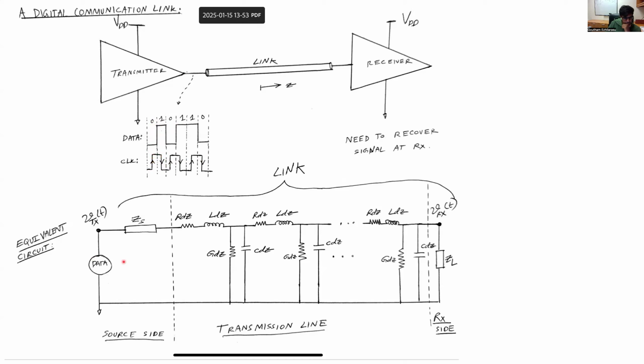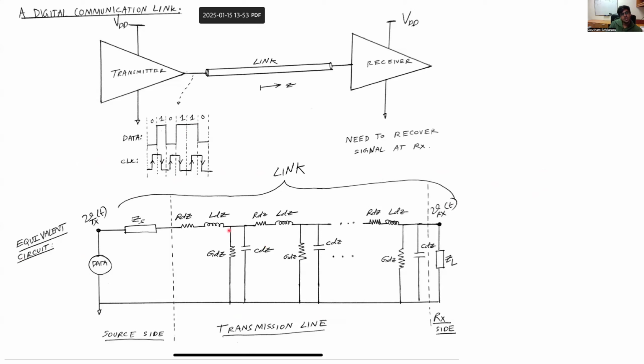However, this data can be modeled as a voltage source, which basically has this kind of waveform. This transmitted signal now passes through some equivalent impedance of the source, which is the transmitter, and then through this entire link, which, depending on the data rate and the rise time of the signal, can behave as a transmission line and hence can be modeled by differential RLGC elements as shown here. Finally, the signal goes all the way to the receiver side, where there could be some load impedance of the receiver. So this is the entire equivalent circuit of the transmission link.